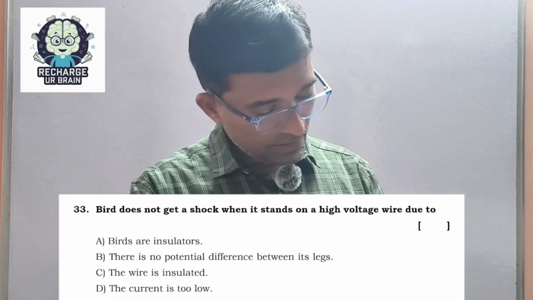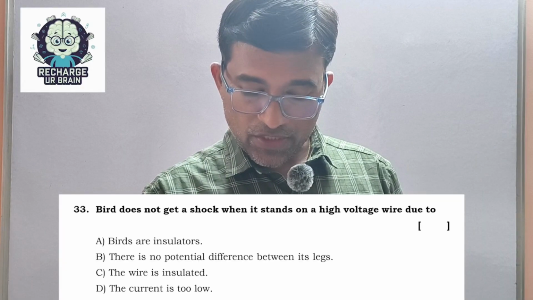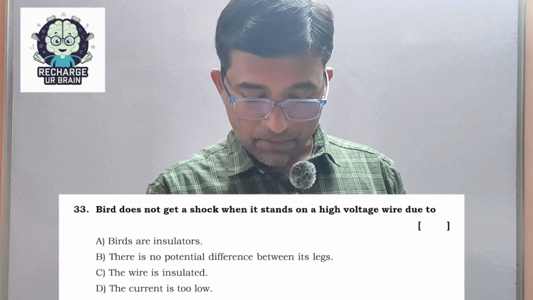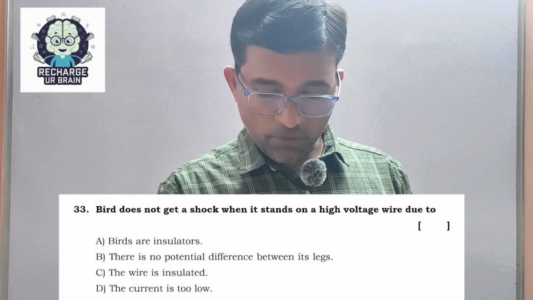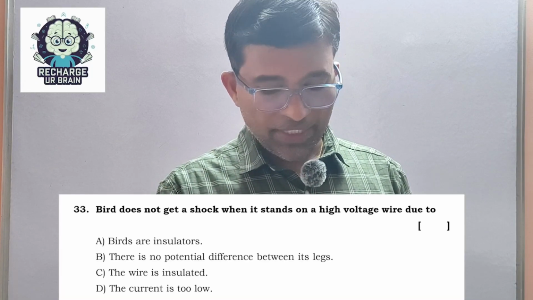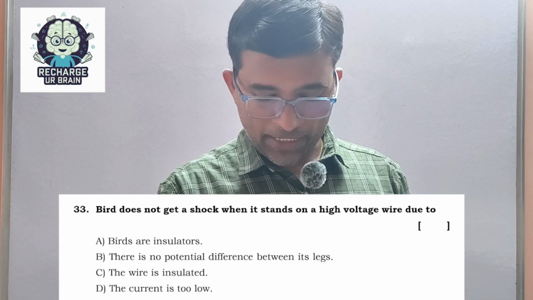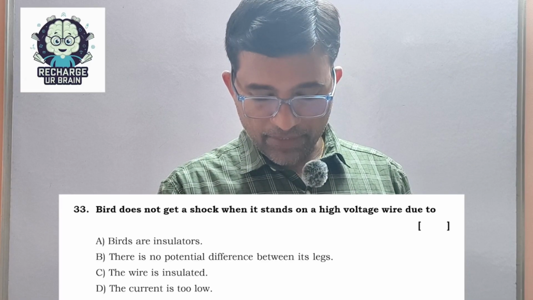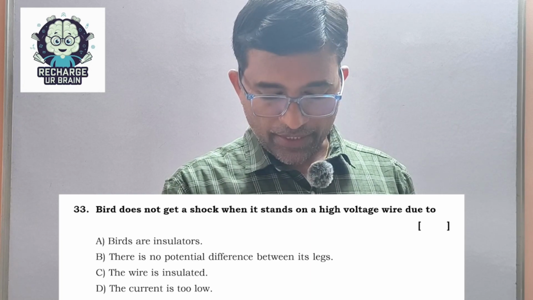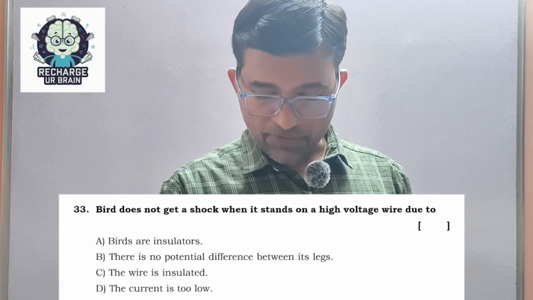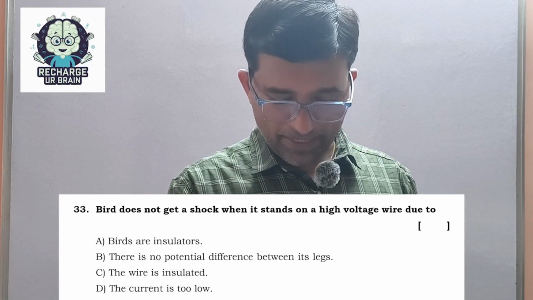And next one, 33rd one, a bird does not get a shock when it stands on a high voltage wire due to. Birds are insulators? No way, they are conductors only. There is no potential difference between its legs. The wire is insulated? No way. The current is too low? Also no way. For 33rd one, the right option is there is no potential difference between its legs, because the bird sits on only one wire.